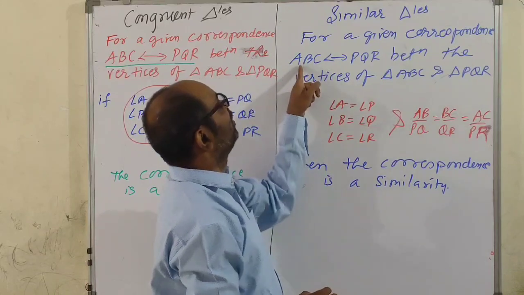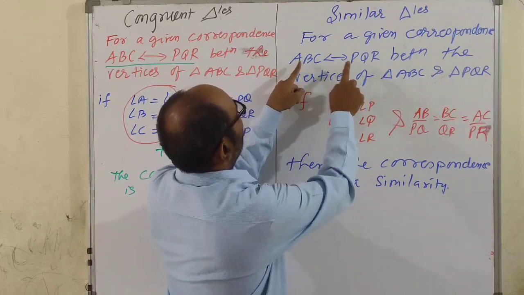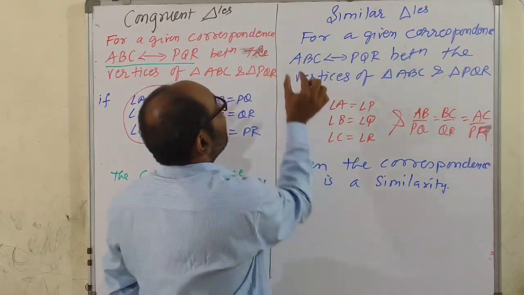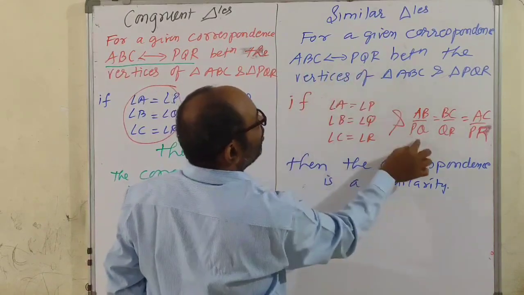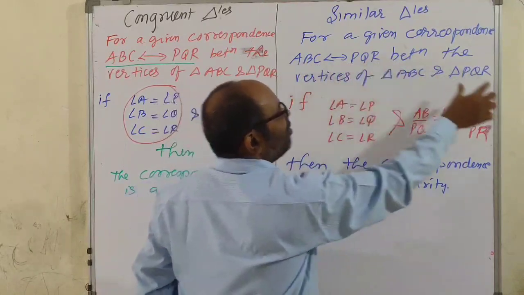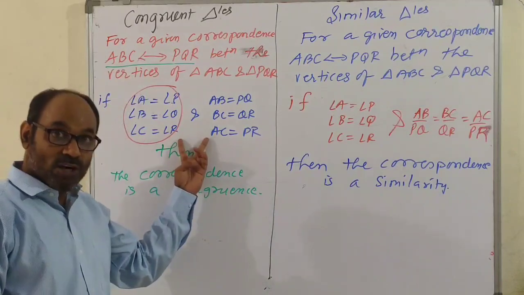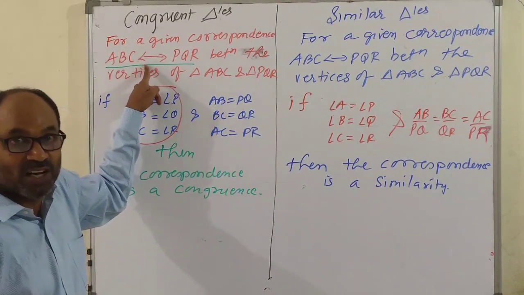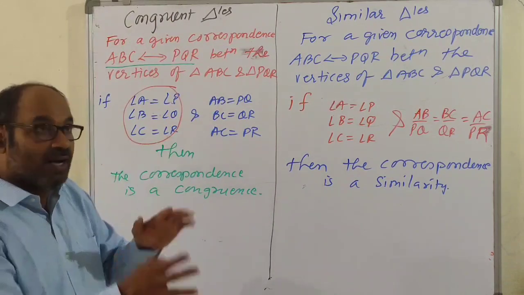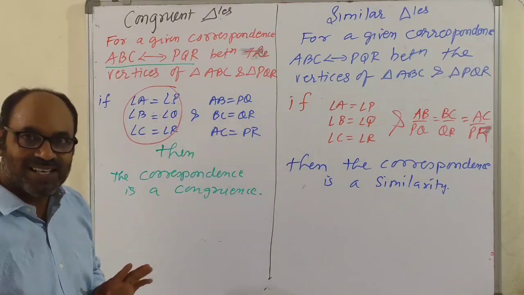One, if this correspondence is a similarity, then angle A equal to angle P, angle B equal to angle Q, angle C equal to angle R. And second, AB upon PQ is equal to BC upon QR is equal to AC upon PR. These two results we get. So if these two conditions are satisfied for this correspondence, then the two triangles are congruent. But converse, if this correspondence is congruent, then you get these two results.